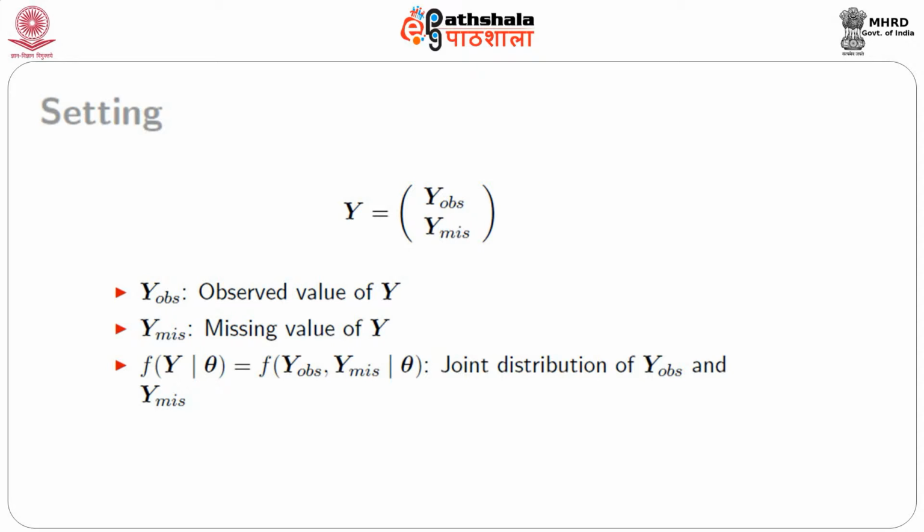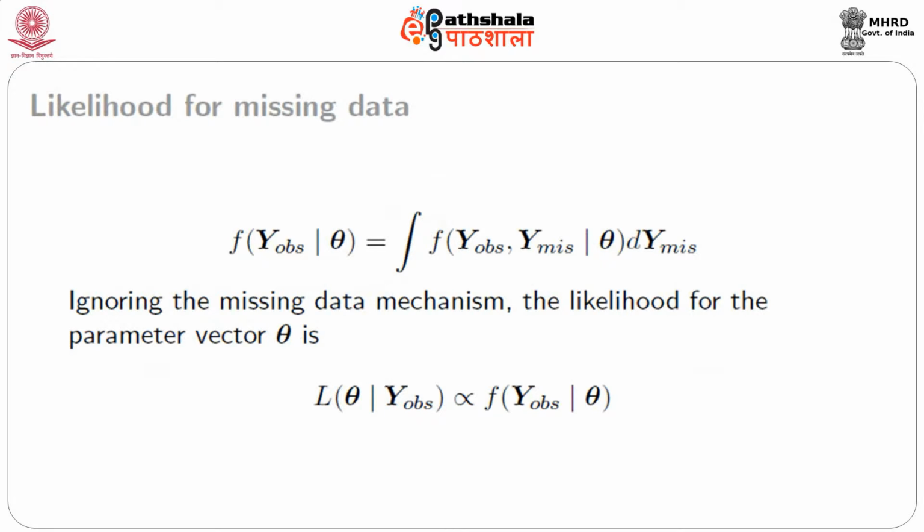Now, I can integrate out over y miss to get the marginal density of y observed, that is f(y observed | theta) is nothing but the integral of f(y observed, y miss | theta) with respect to y miss. So, ignoring the missing data mechanism, the likelihood for the parameter vector theta is L(theta | y observed), and this is proportional to f(y observed | theta). Now, inference of theta is based on L(theta | y observed).